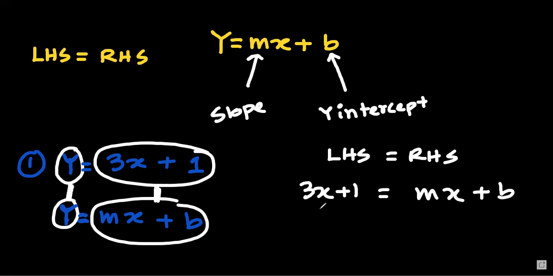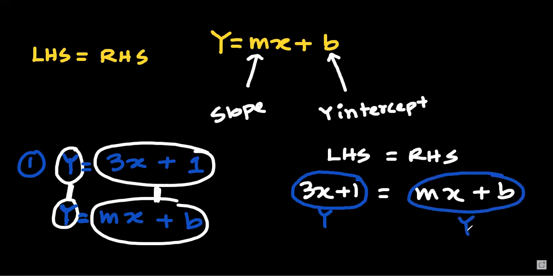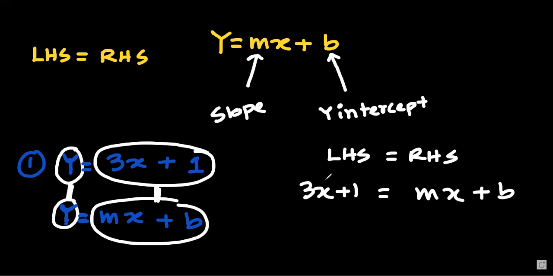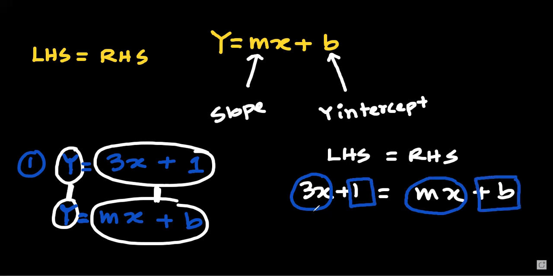So both are the y values. That's why y values are equal, correct? And you know, left hand side equals right hand side. That means this 3x must be equal to the first term mx, and this b would be equal to this plus 1. So m value is 3 and b value is 1. So m equals 3, b equals 1. That's it.